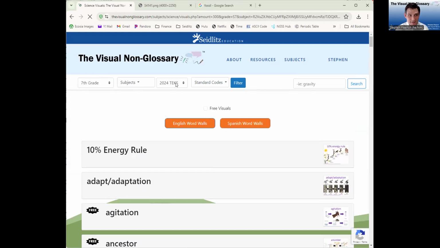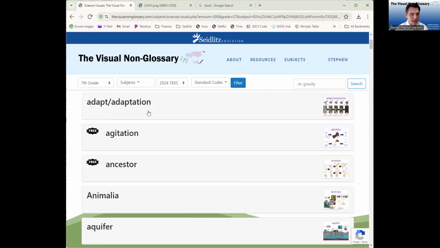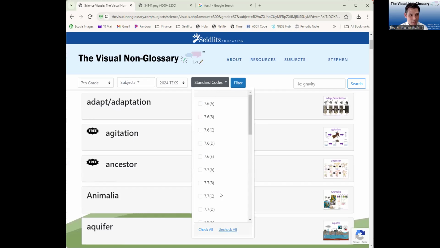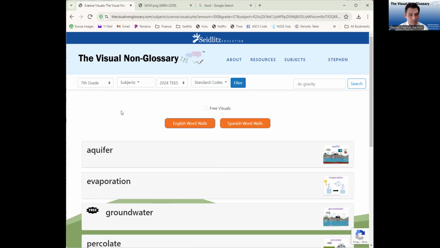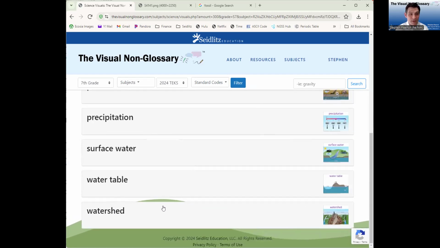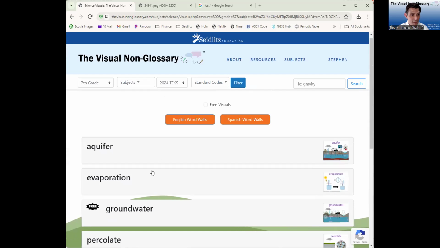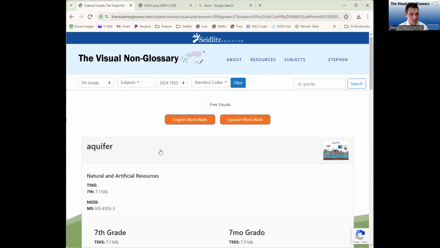And if I'm in Texas, I'll be interested in TEKS. If I'm outside of Texas, I might be interested in the NGSS standard. And I can see all vocabulary words, or I can filter by specific vocabulary words. Let's say I'm interested in 7.11a, for example, a learning standard that I'm going to be teaching in an upcoming unit. And I want to find a lesson plan that's aligned to 7.11a. So I'll hit filter and I'll see all of the words that appear in this learning standard 7.11a. And let's say I'm interested in an aquifer.